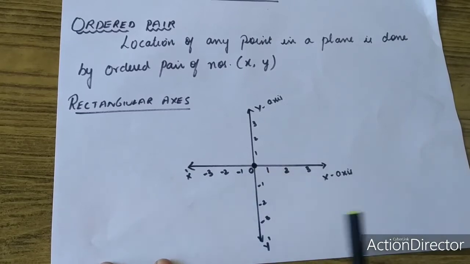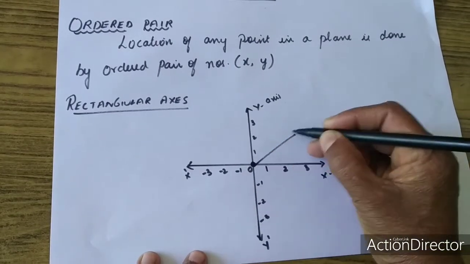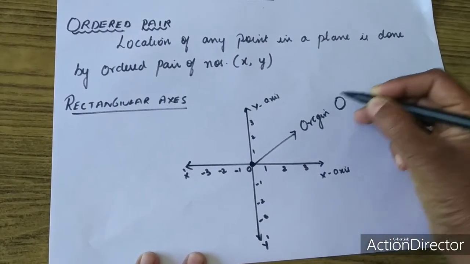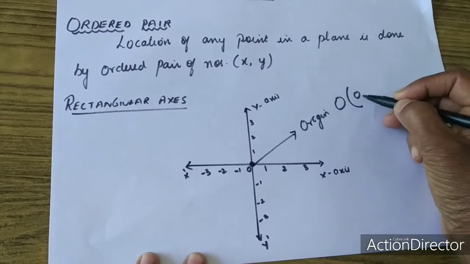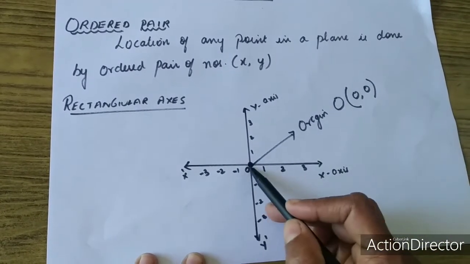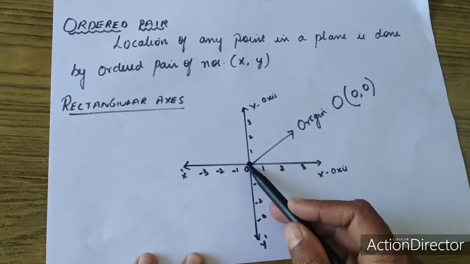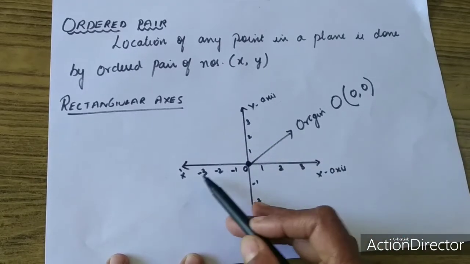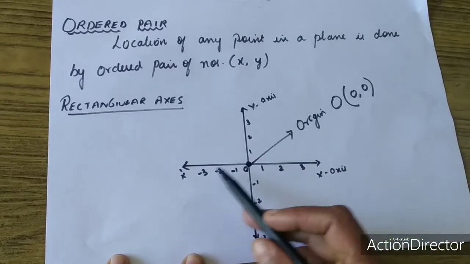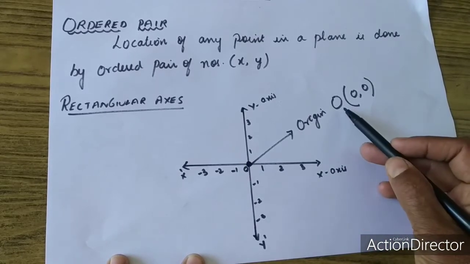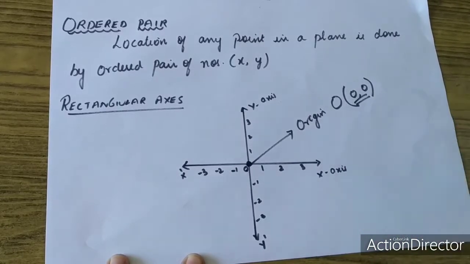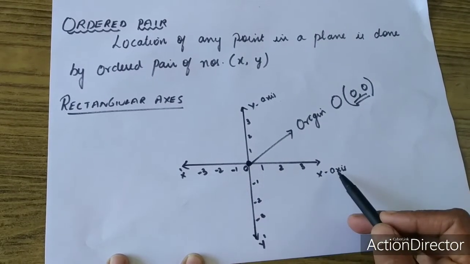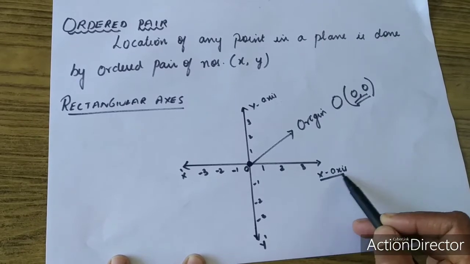This is called the origin. The origin is denoted by O and the coordinates of the origin are 0, 0, because here x is 0 and y is also equal to 0. So we denote the intersection point of the two scales, when kept perpendicular to each other, as the origin, which is 0, 0. The horizontal scale you call the x-axis.